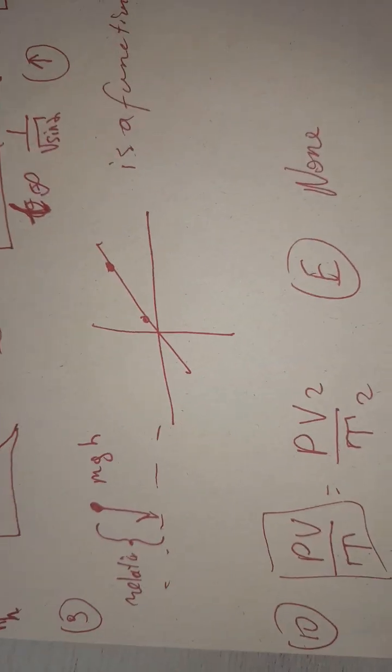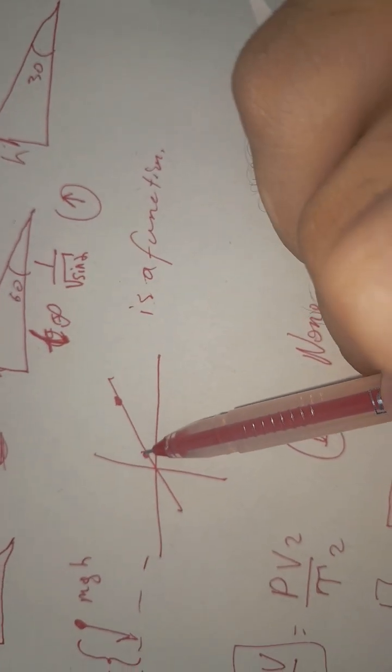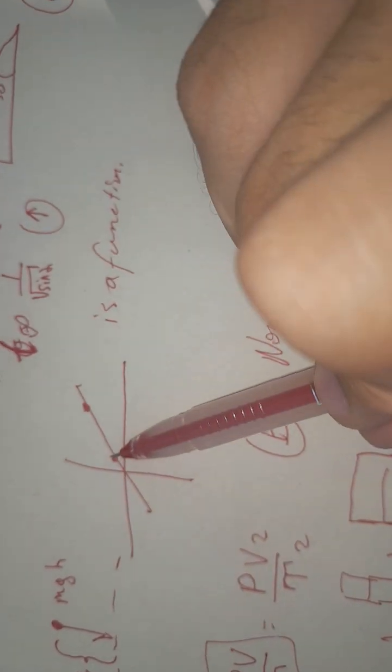The ninth question says that we have a gravitational energy. It's a function of reference because we cannot calculate this. We can calculate this by finding the difference from 0 to 0. So that's why it's a function.